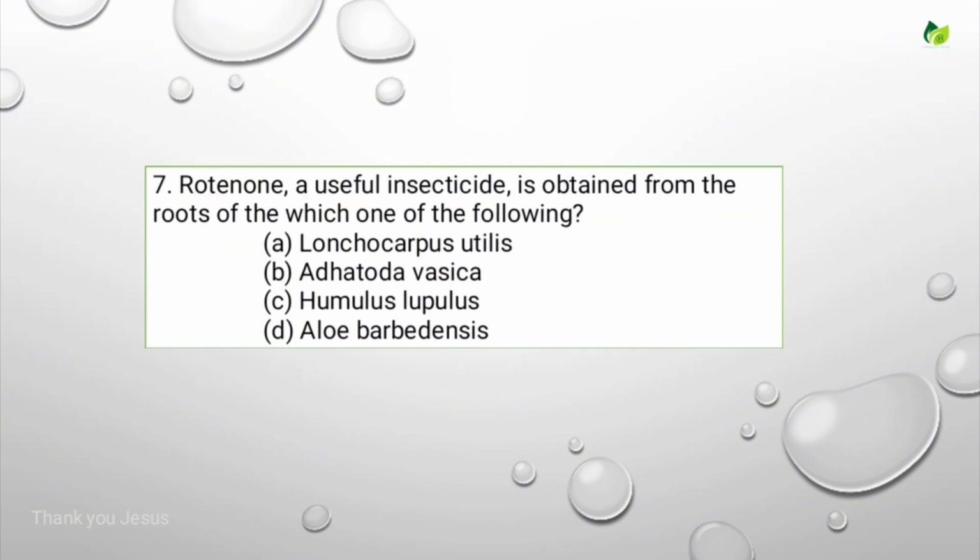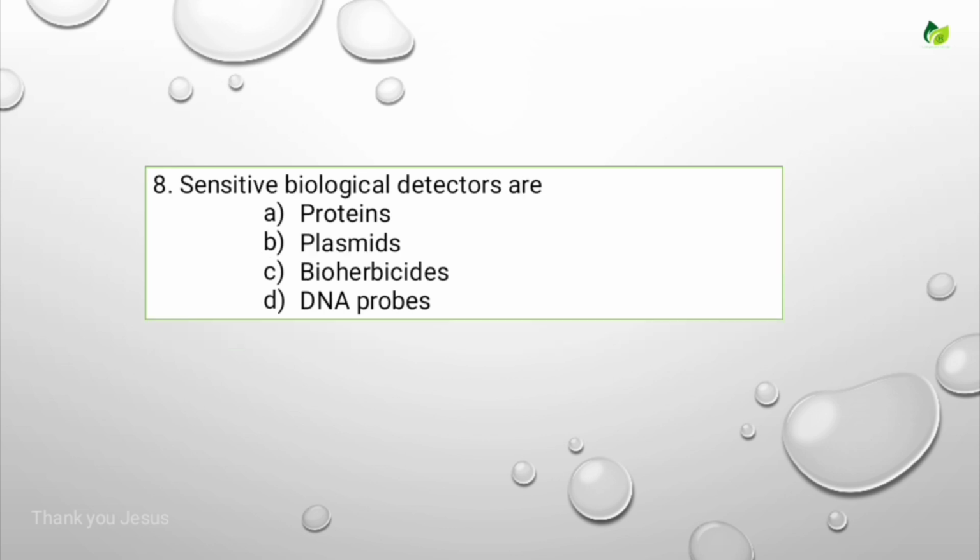Rotenone, a useful insecticide, is obtained from the roots of which one of the following? Options are Lonchocarpus utilis, Adhatoda vasica, Humulus lupulus, Aloe barbadensis. The correct answer is Lonchocarpus utilis. Let's see the next question.